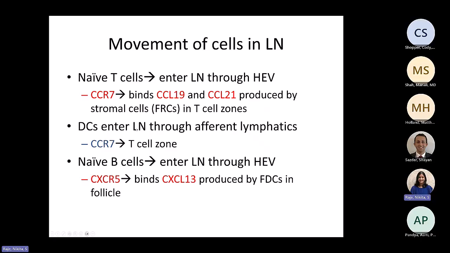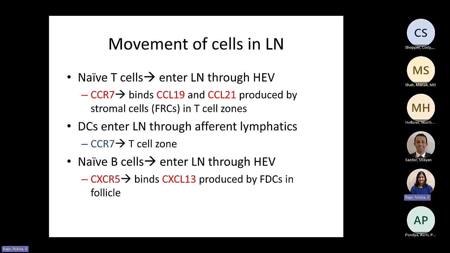The dendritic cells enter the lymph node through efferent lymphatics, and they also express CCR7, so they are also going to move towards the T cell zone. And that's really important because the dendritic cells are bringing in the antigen, and the naive T cells are the ones that need to interact with the dendritic cells. So they both express CCR7.